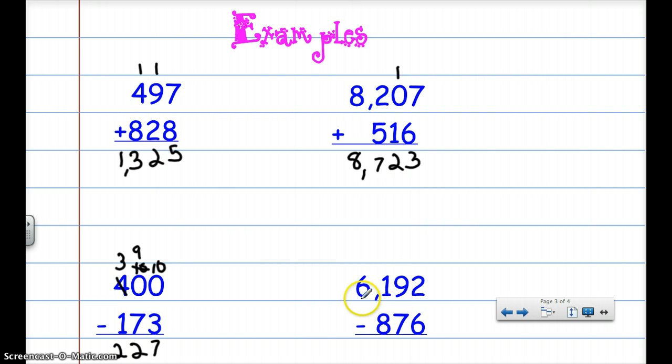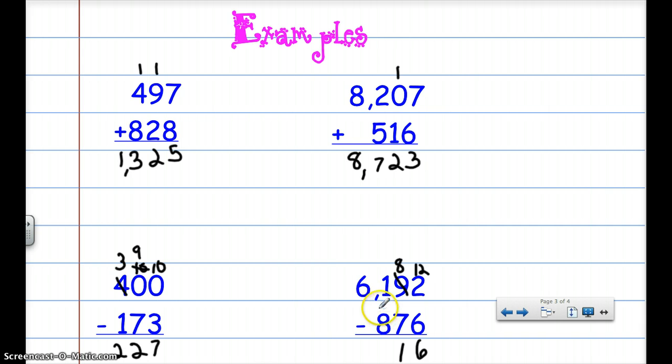Next, I'm going to come over here to 6,192 minus 876. I know that if I have $2, I cannot buy something for $6. So I have to borrow and regroup. I'm going to take over here in the tens place, I have 9 tens. I'm going to make 8 tens over here, and I'm going to carry 10 over here, and that's going to be 12. Now, 12 minus 6 is 6. I can do 8 minus 7, which is 1.